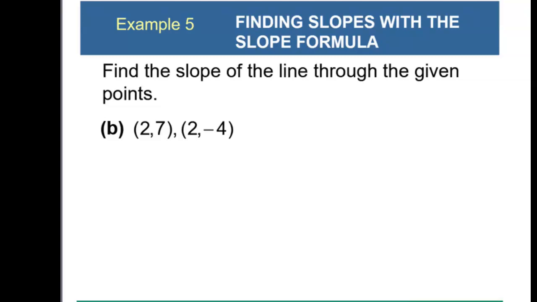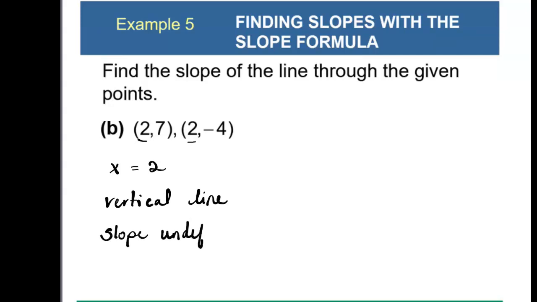Next, if we find the slope of the line through these points, notice that x is 2, right? When x is 2, we know we have a vertical line. If we were to plot those points, we could confirm that, okay? And we know by fact that the slope of a vertical line is undefined.